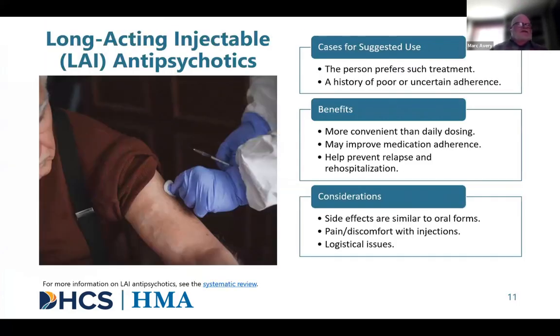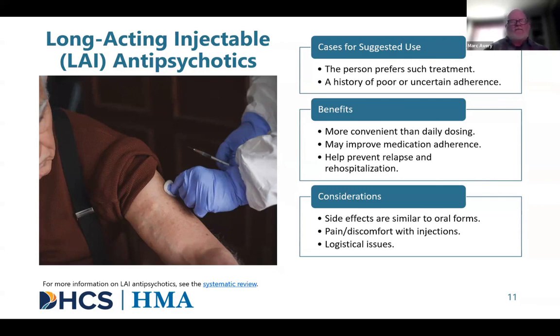Let's move to the next slide to talk about one type of antipsychotic medication that is used in a specific situation. These medications are the long-acting injectable antipsychotics. Almost all of the antipsychotic medications come in an oral or pill form that the person takes on a daily basis, and typically, the oral form is how a person starts on an antipsychotic medication.